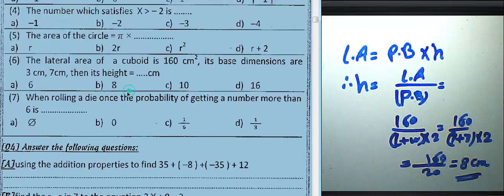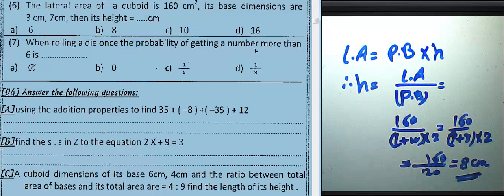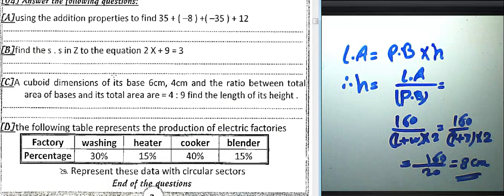Okay. Question 7. When rolling a die, the probability of getting a number more than 6 is impossible. It will be equal to 0. The probability of 5 equals 0.